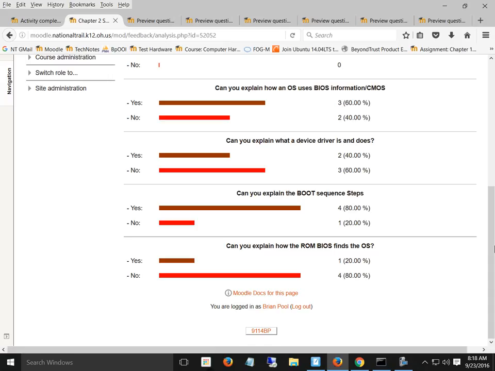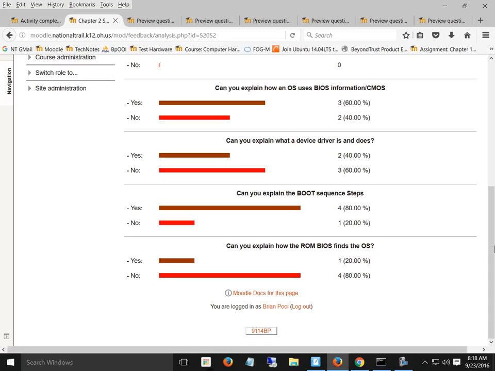Can you explain the boot sequence steps? I'm not even going to go through all that again. That's part of the other one. You should have that in your notes. If you're the one person that said no, you need to go through the articles you've already read. You need to go through the quiz again, and you need to make sure that's in your notes because we exhausted a lot of time on that.